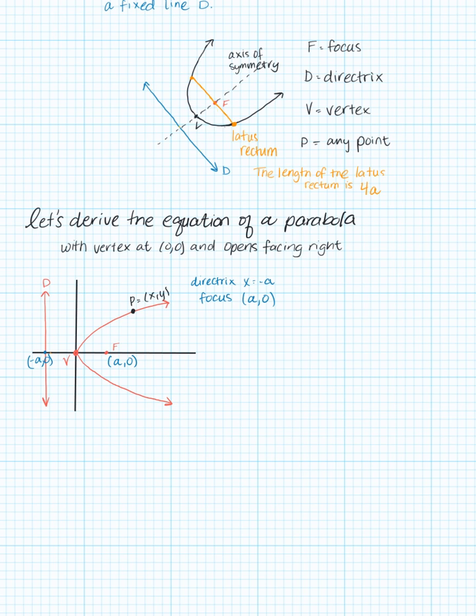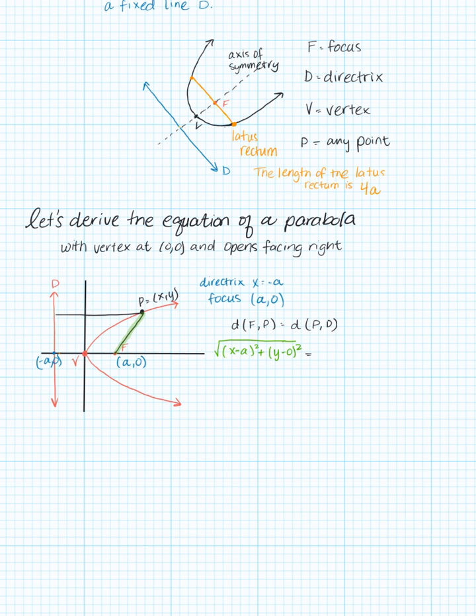If we pick an arbitrary point on this parabola, let's call this point (x, y), the distance from the focus to that point is the same as from that point to the directrix. Now, I know my picture doesn't look like it. That's because I drew this freehand, but this line right here is the same length as this line right here. So as an equation, the distance from the focus to that point is equal to the distance from that point to the directrix.